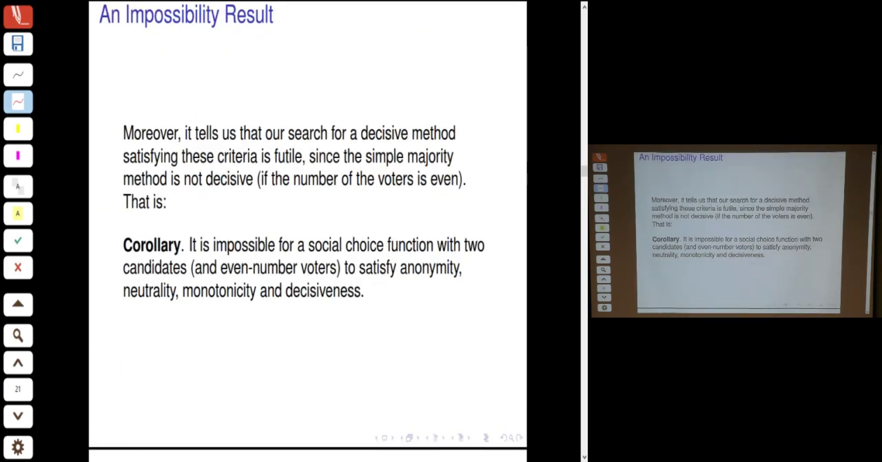And here is an impossibility result that is a consequence of May's theorem: our search for a fully decisive method satisfying anonymous, monotone and neutral is futile, because the simple majority method is not decisive if the number of voters is even. We already discussed this in detail a while ago, but let us recapitulate it as a neat corollary: it is impossible for a social choice function with two candidates and an even number of voters to satisfy anonymity, neutrality, monotonicity and decisiveness.